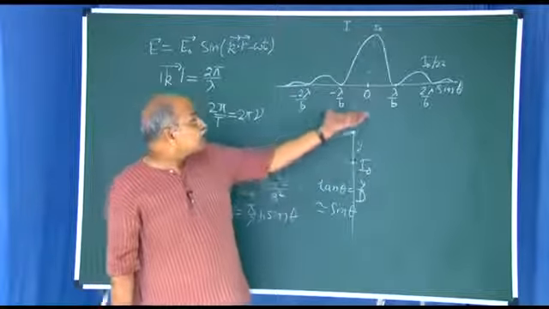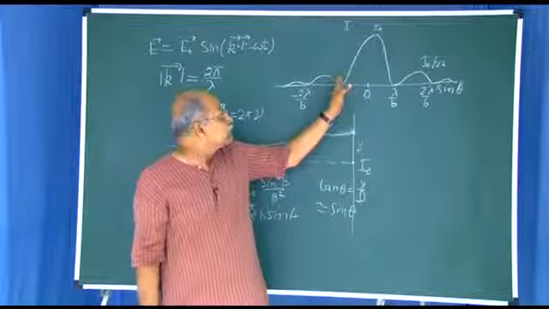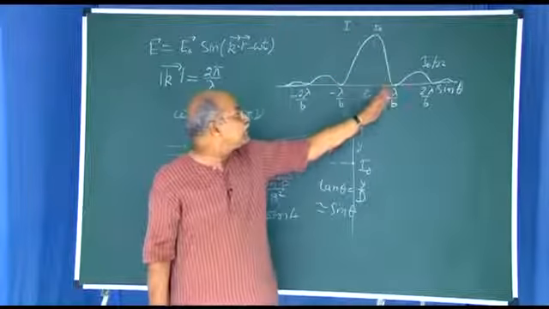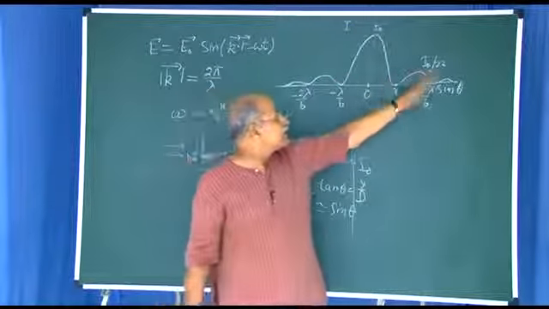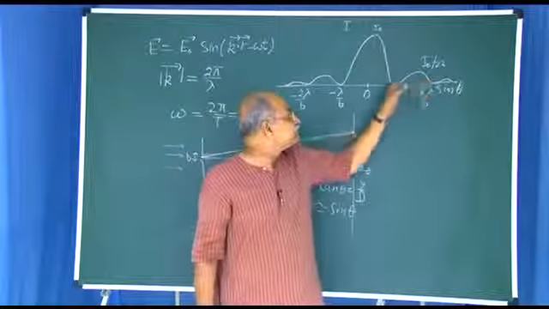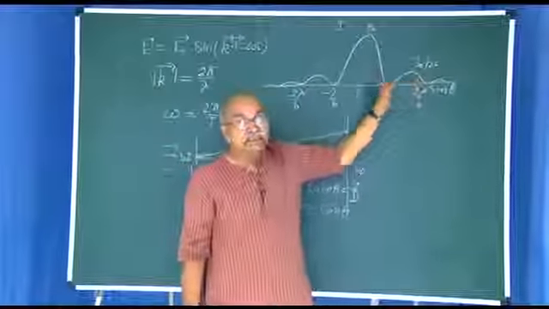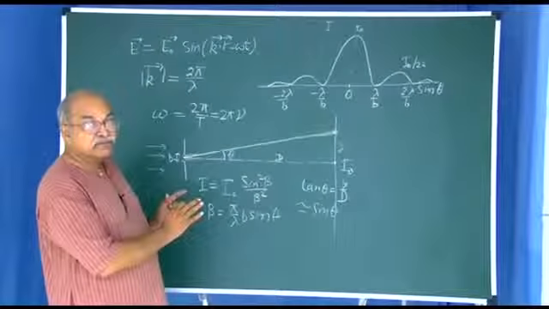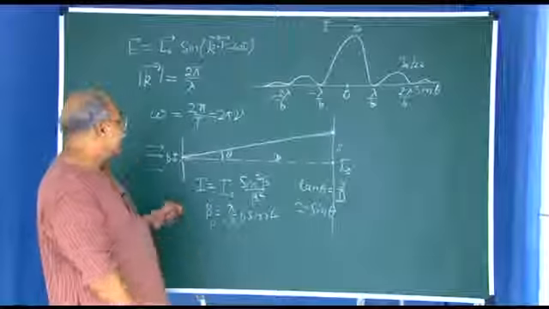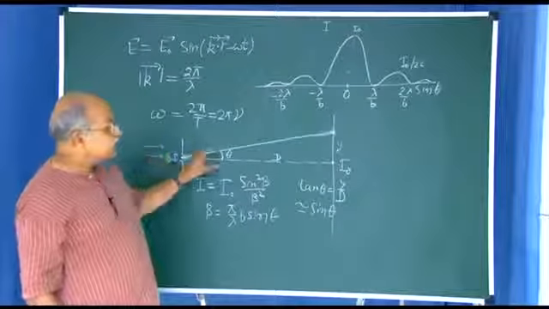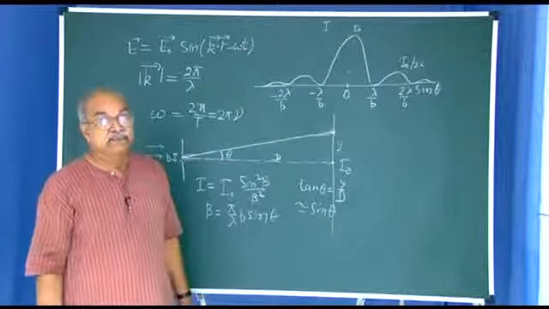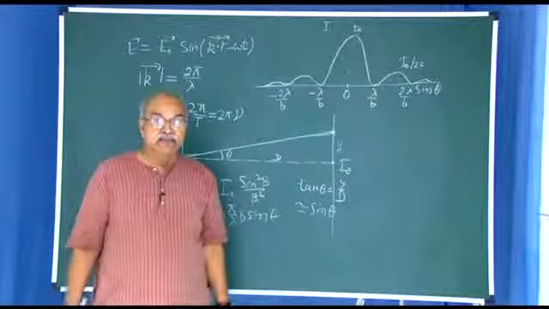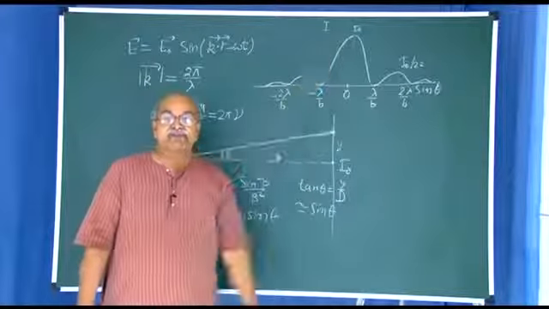The central bright band will have a width, minimum to minimum, of 2 lambda by b, but the other bright bands will have a width of lambda by b only. So, this is what you should expect from a single slit if you pass light through a single slit and collect it on the other side. So, let us do the experiment and see if we get this type of result.